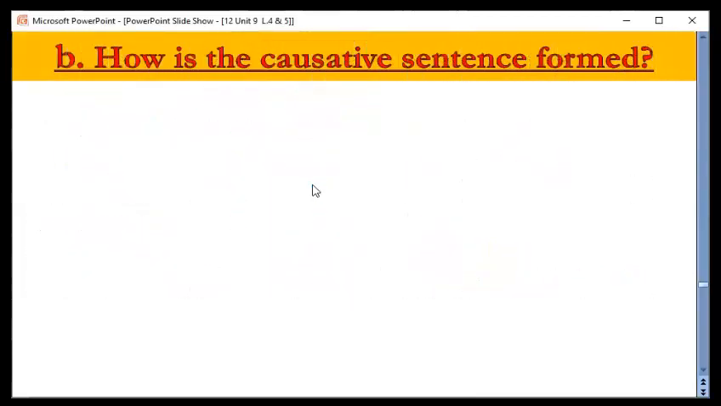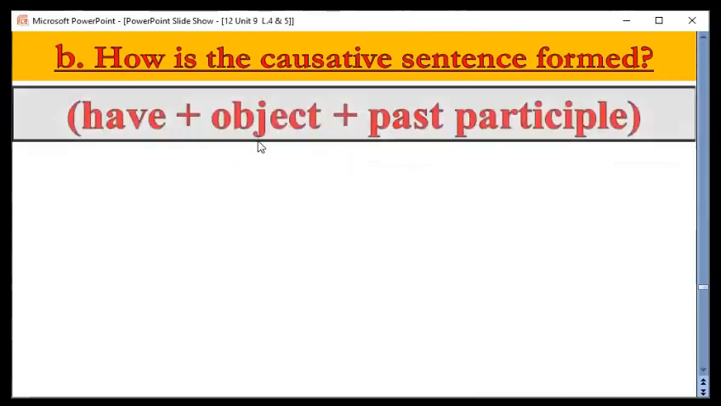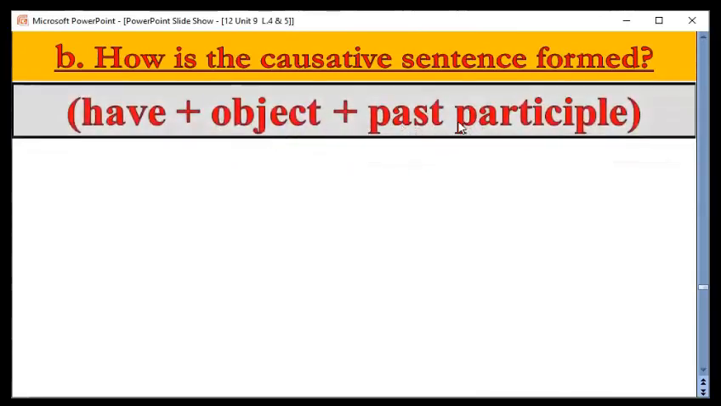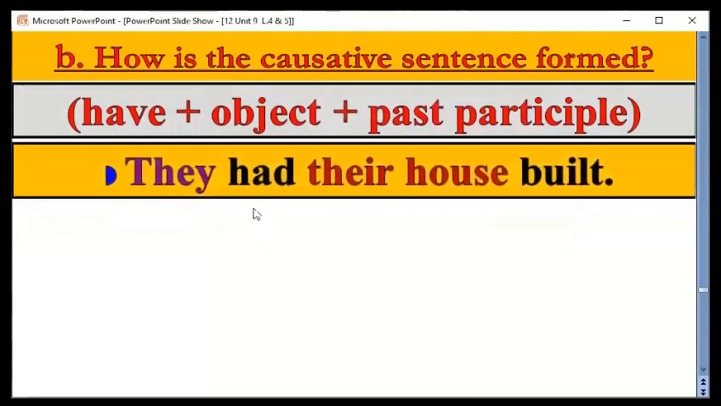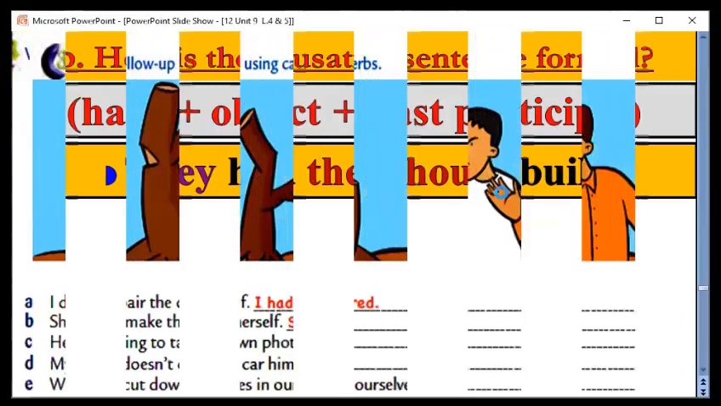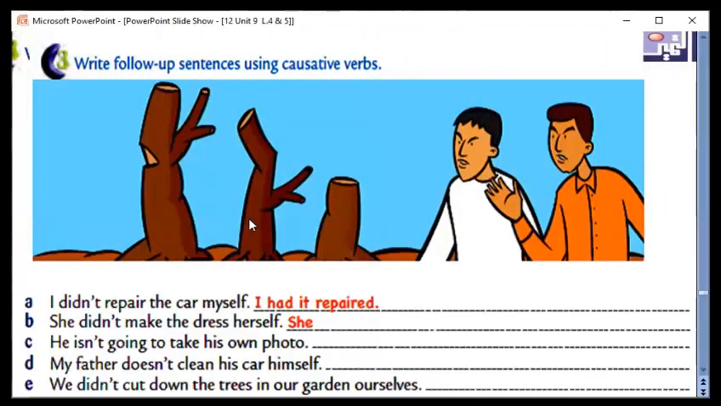How is the causative sentence formed? As I told you, have, object in addition to past participle. Let's see here, they had, this is have, but in the past, object, their house, past participle, this is built. Take care, dear students.